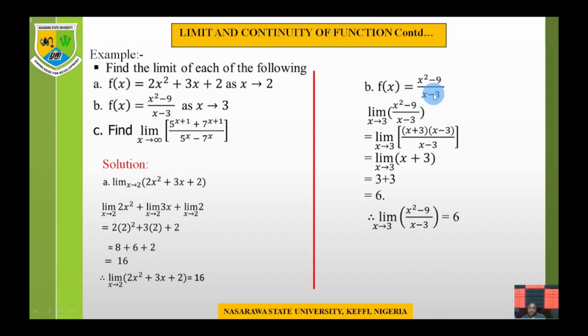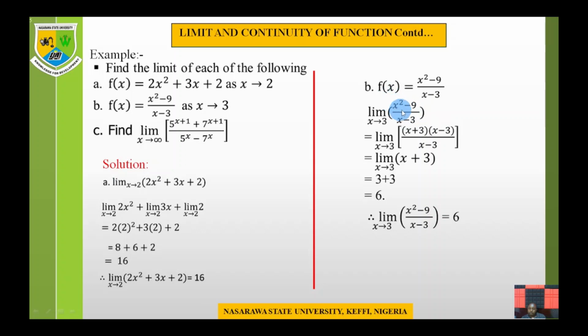For B, f of x is given as x squared minus 9 all over x minus 3. Now, under the concept of limit, if you make a direct substitution and it gives you an undefined quantity, that is 0 over 0 or infinity over infinity, it is not allowed. So you have to rewrite the function in another form and try the substitution to see that it gives you something that is defined.